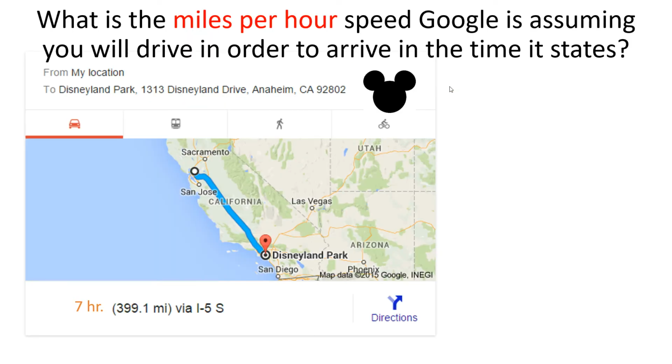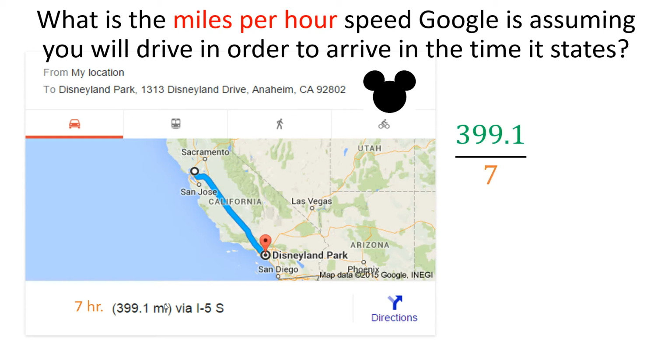This one is not on the note sheet. It's just to show you an example of Google Maps and an average. So we're told to go from Martinez, okay, my location, Martinez, down to Disneyland Park. It is 7 hours for traveling 399.1 miles. So the question is, what's your average mile per hour?